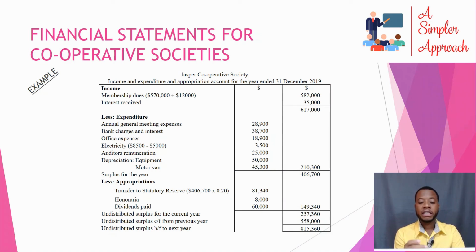All right. All of that together gives us 149,340. We take our appropriations from the surplus, which leaves 257,360. Add our undistributed surplus from the previous year, which is 558,000, which leaves surplus of 815,360 that will be carried forward, or brought forward, to the next year.